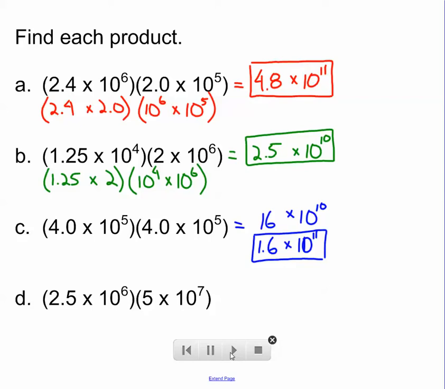Let's do that one more time here, and hopefully you'll understand what I'm doing. 2.5 times 5 is 12.5, and 10 to the 6th times 10 to the 7th is 10 to the 13th. That's not scientific notation because I've got a number bigger than 10. I want to leave my answer in scientific notation. So I'm going to move the decimal place one spot to the left. I made that number look smaller, so I'm going to make this number bigger.